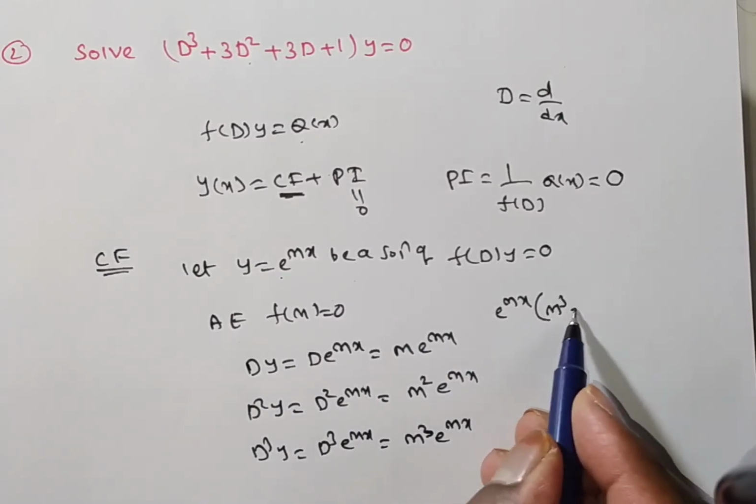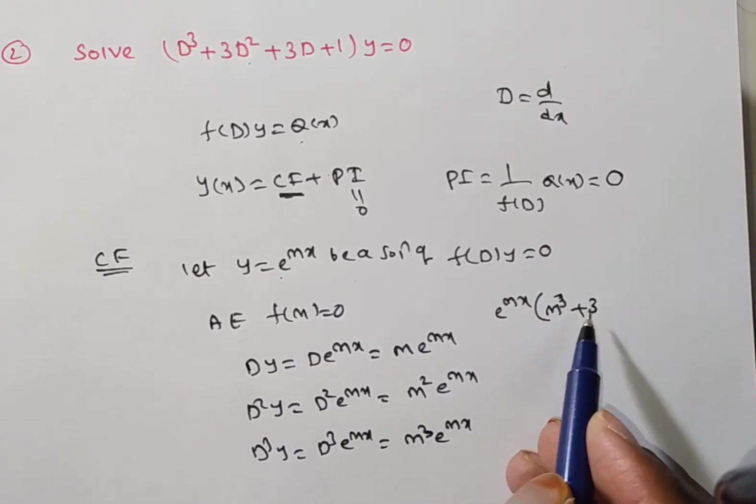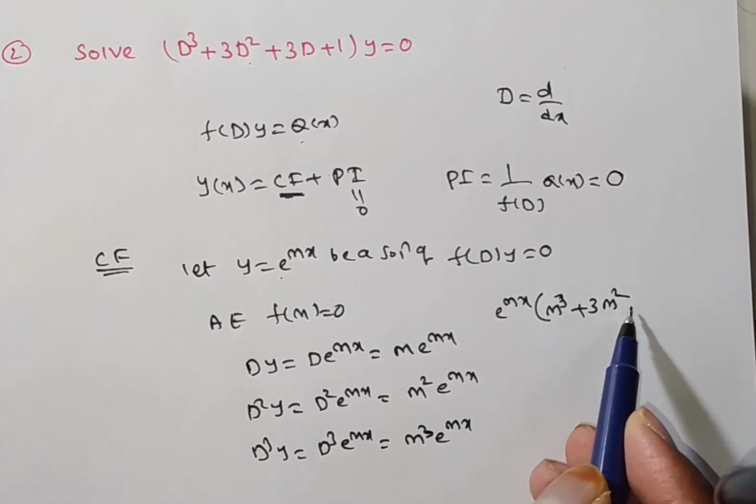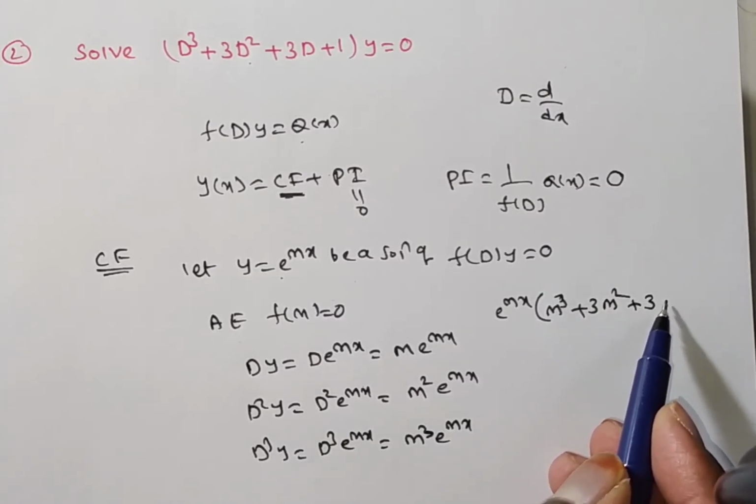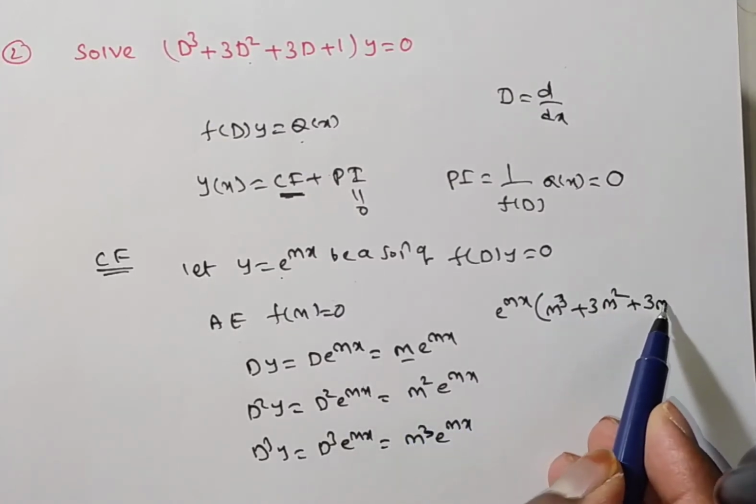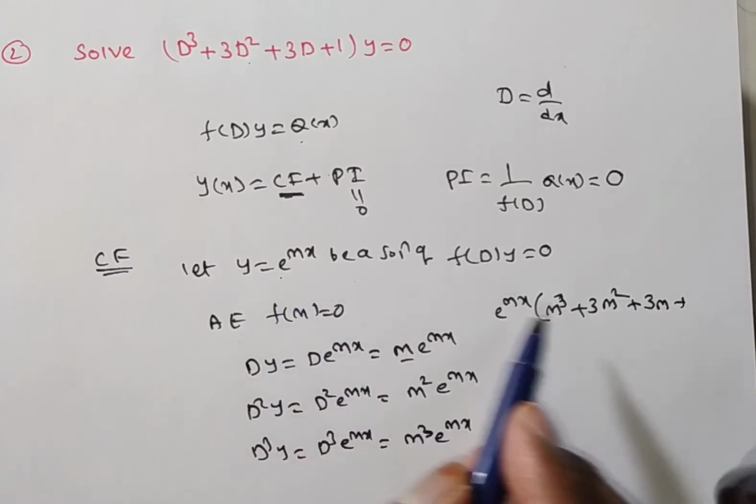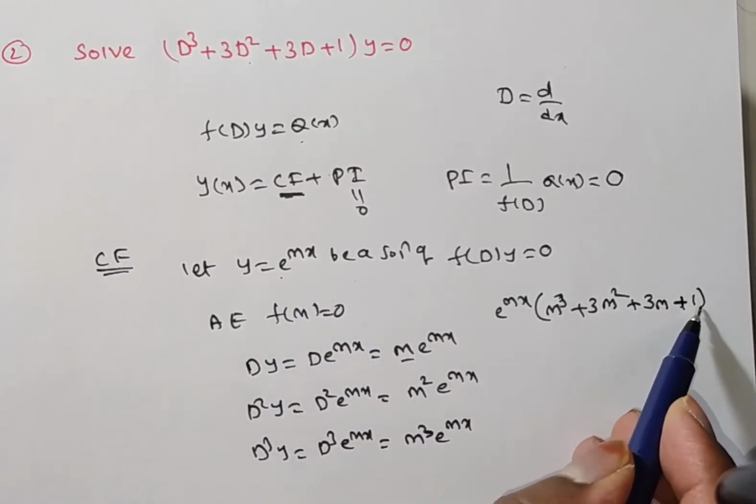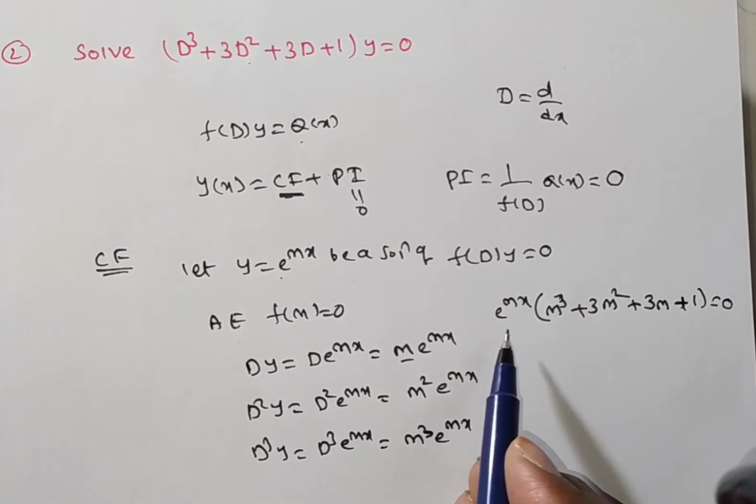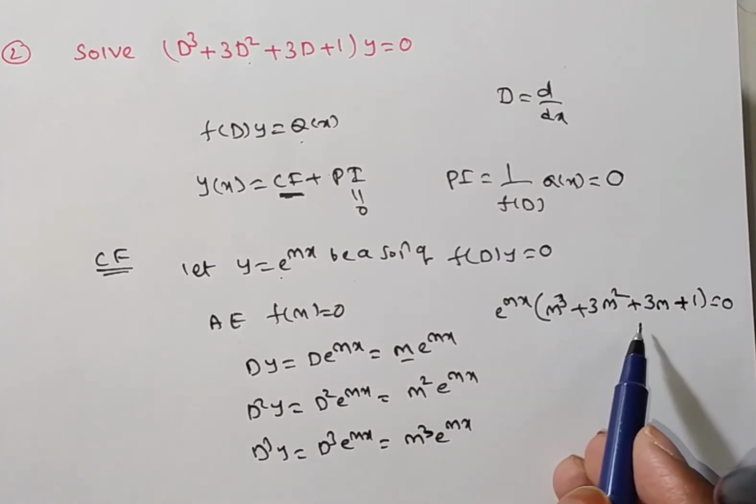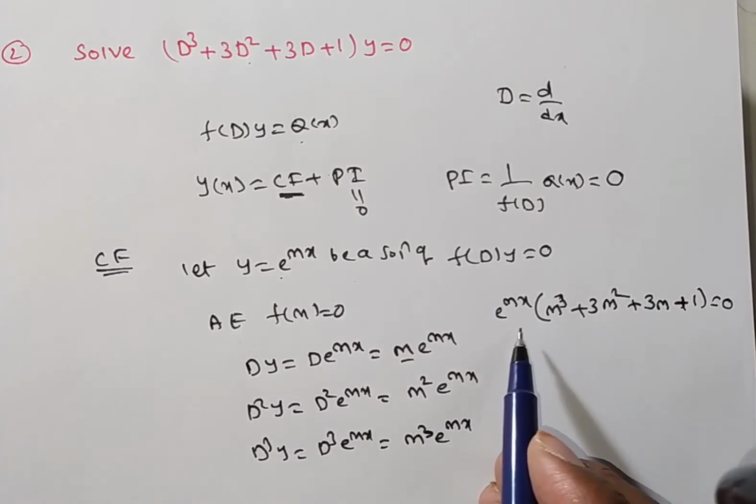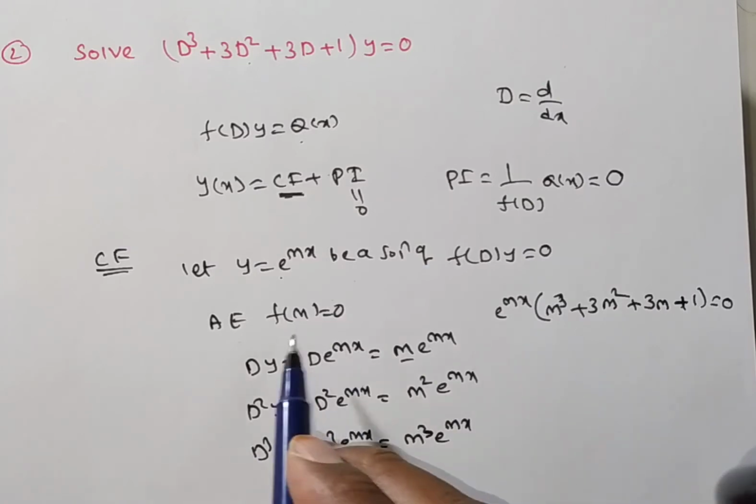If I take e power mx common, then in place of D cube I have m cube, plus 3 is a constant, in place of D square I have to write m square, 3 is a constant, in place of D I have to write m, plus 1, which is just 1 only. E power mx common, into that bracket is equal to 0. Friends, you observe, e power mx into f of m is equal to 0 form. So e power mx is never 0, therefore f of m is equal to 0.